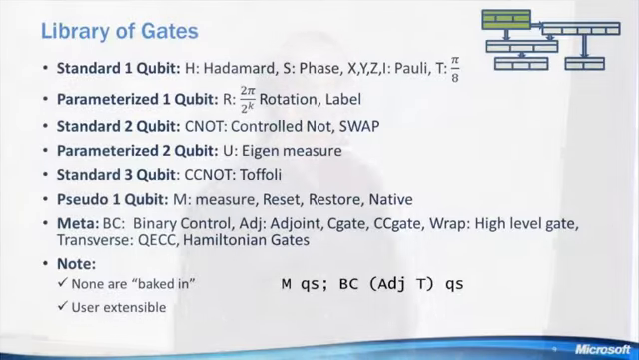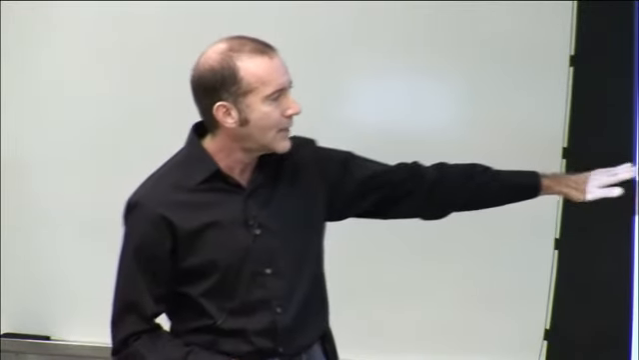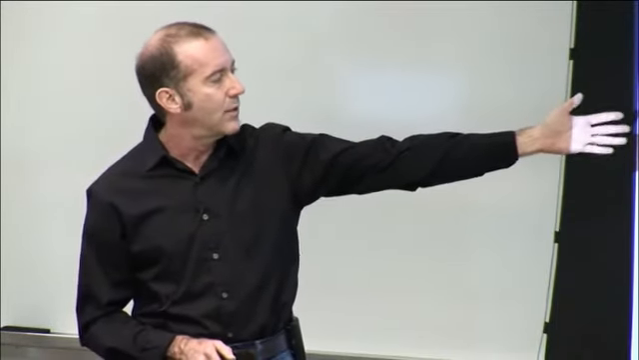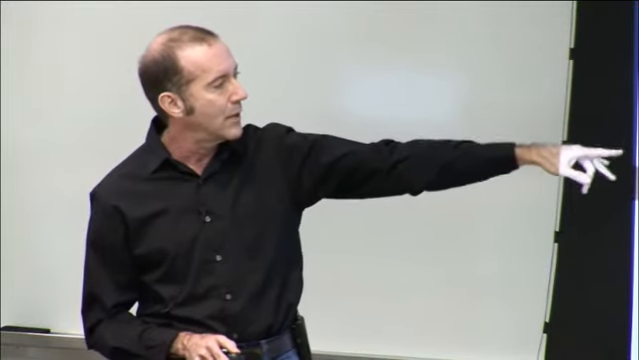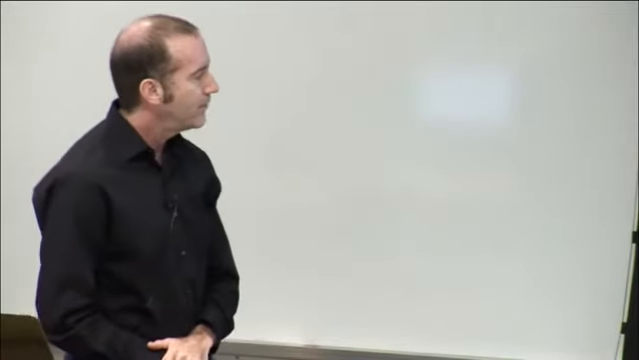Transversal is an example of a quantum error correcting gate. Take any gate, do its transversal version. And the Hamiltonian gates. None of these are baked in. I'll show you that on the next slide. But you can wrap these together, call them inside of each other. So I'm doing measurement on the head of the qubits and binary control of the adjoint of a T gate on those qubits where the first qubit was measured. So you can get things very, very tight, easy to work with.